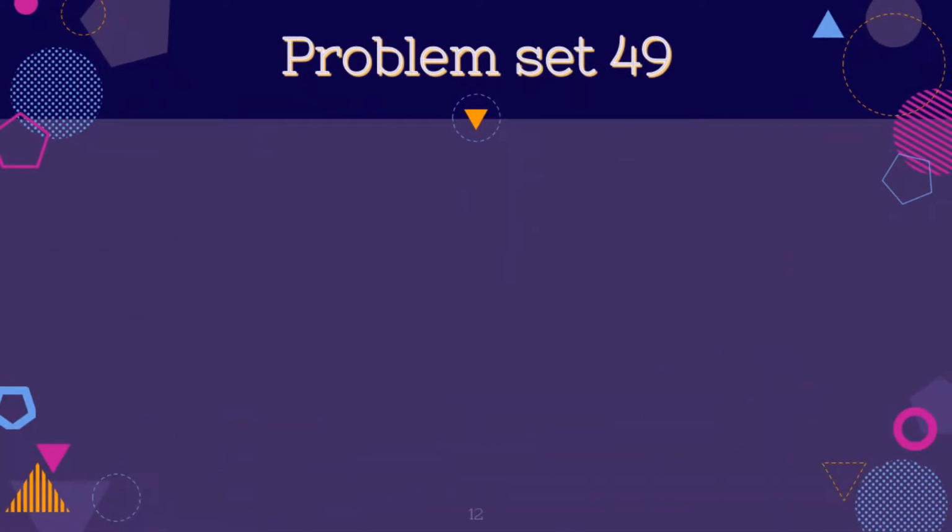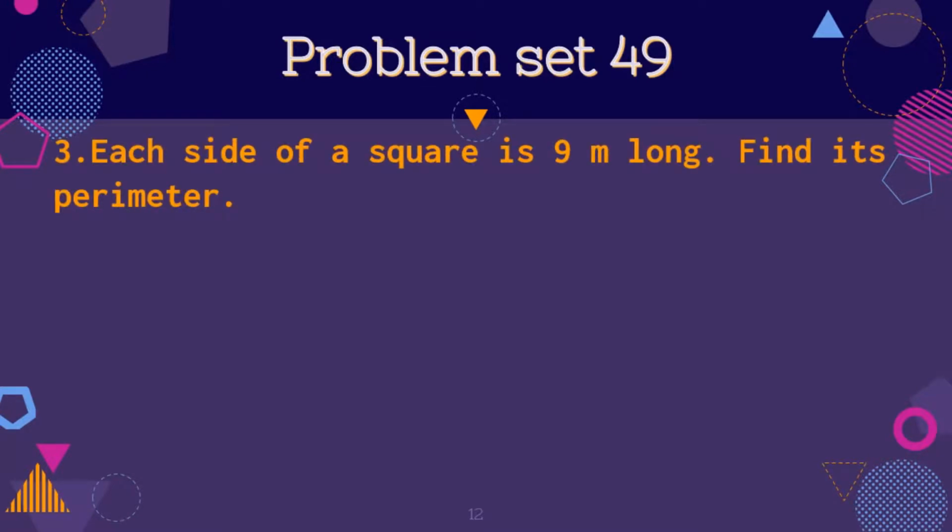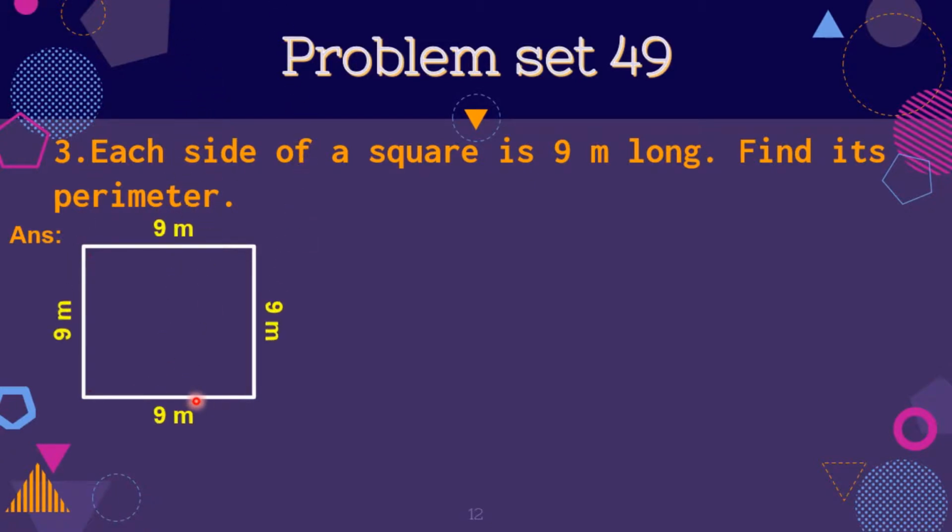Next question is, each side of a square is 9 meter long. Find its perimeter. So here we have a square and each side of this square is 9 meter long. So let us find out its perimeter.